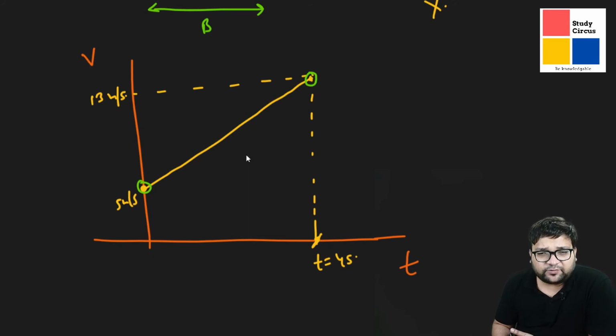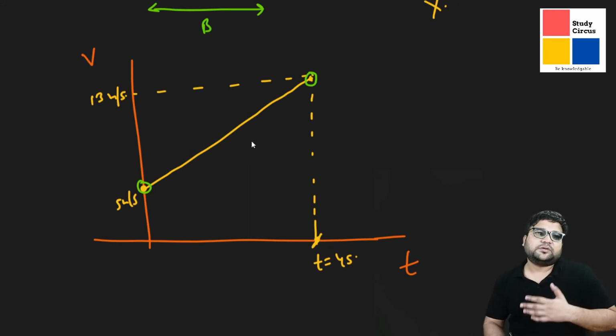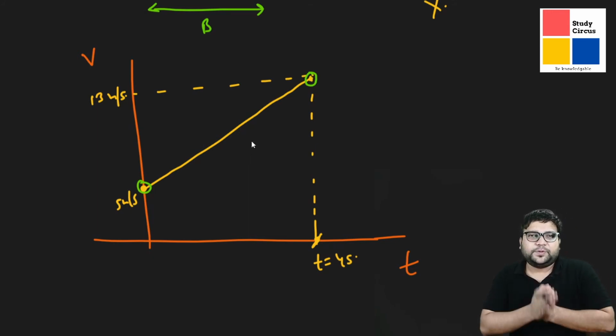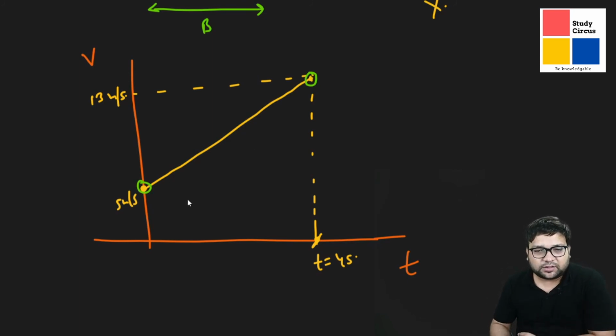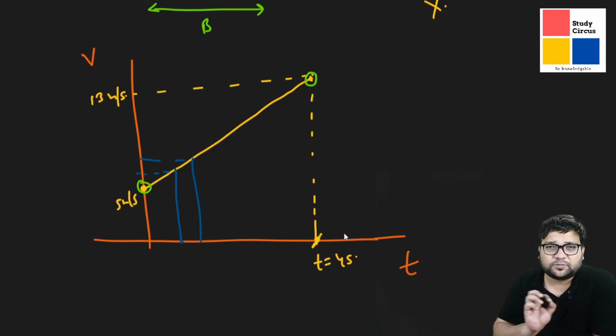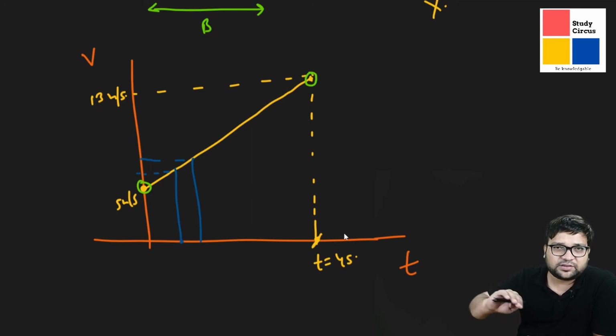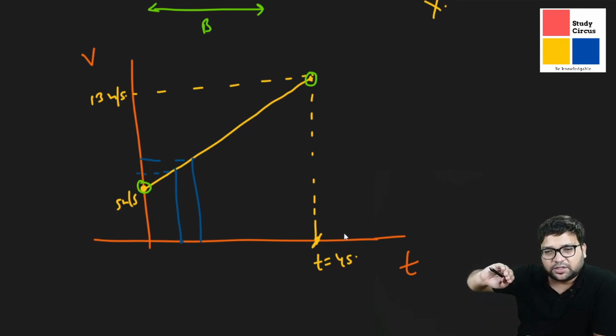So if I have to find the distance, what is the formula? Speed into time, right? But the speed is not the same at any time, right? Just take, let's say, this point, the speed is this much. If I take this time, the speed is something else. At any point of time, the speed is never the same, it's always increasing. So what speed do I take to find out the distance?